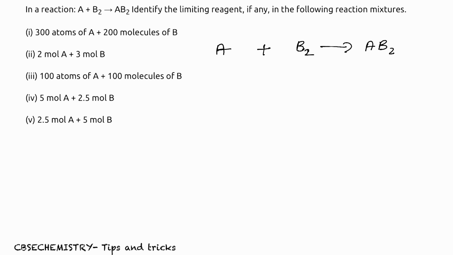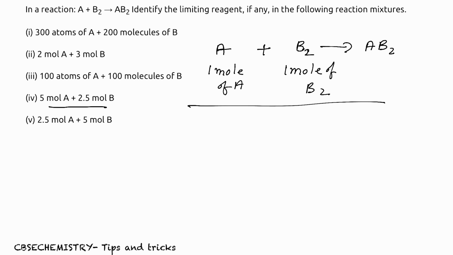Now question number 4. 5 moles of A combined with 2.5 moles of B2. See here, as per the stoichiometry, 1 mole of A combined with 1 mole of B2. This is as per the stoichiometry. Okay, now check the question. How much we have? 5 moles of A, correct? How many moles of B2 are required as per the stoichiometry? If 1 needs 1, 5 need 5, right? So 5 moles of A require 5 moles of B2 for the reaction.